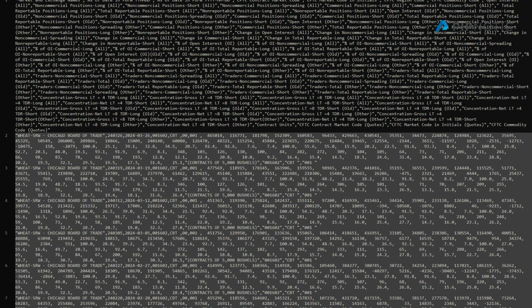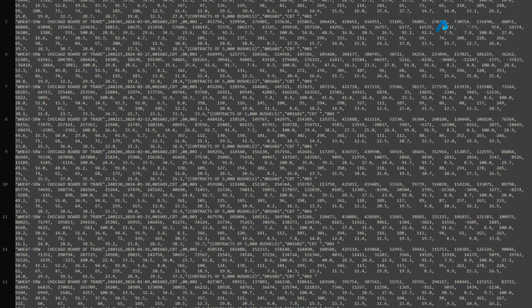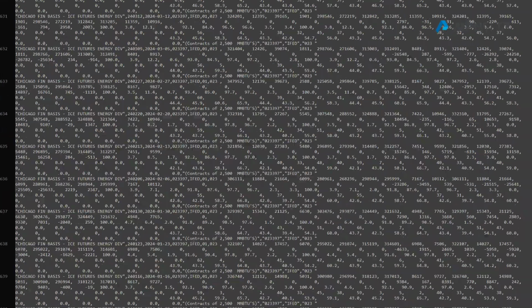There are lots and lots of headers. That's a huge database of information. You can see there are many different rows. We have market and exchange names, several different dates, a bunch of codes, old data, new data, updated data, and then a huge amount of information here, all relating to the futures market for a given category.